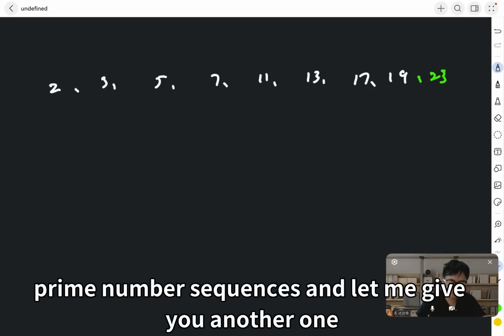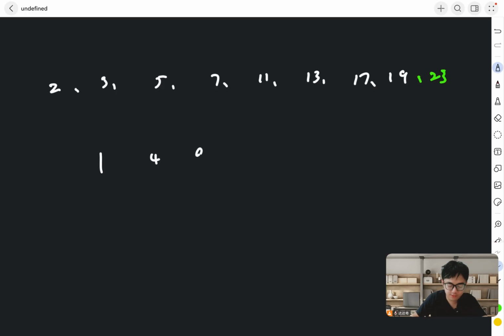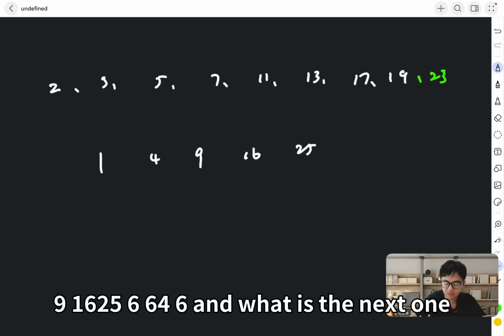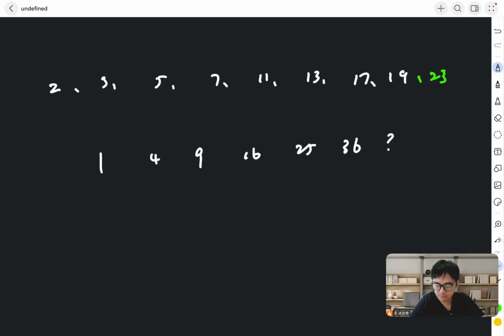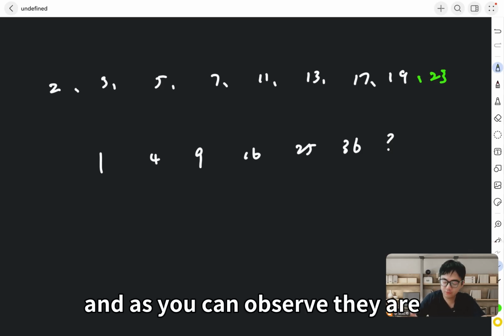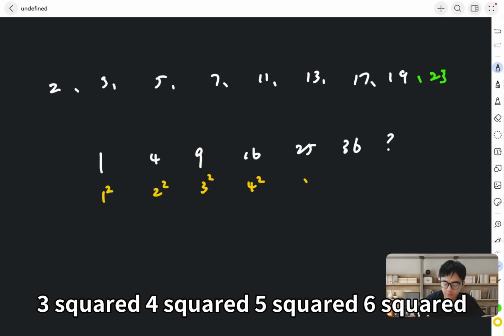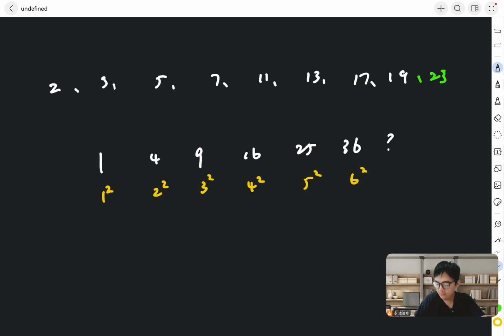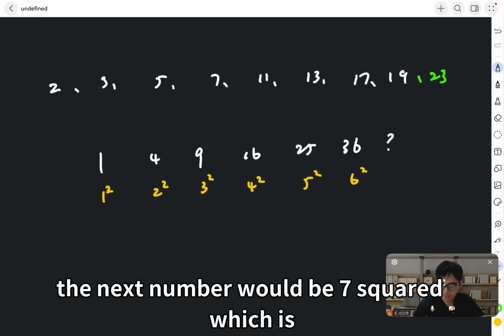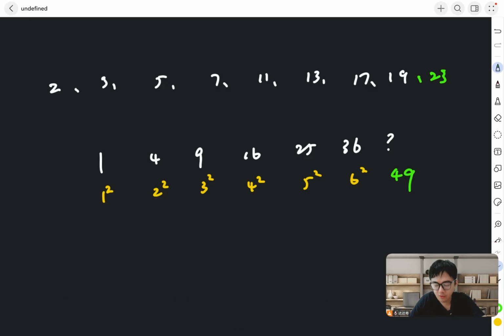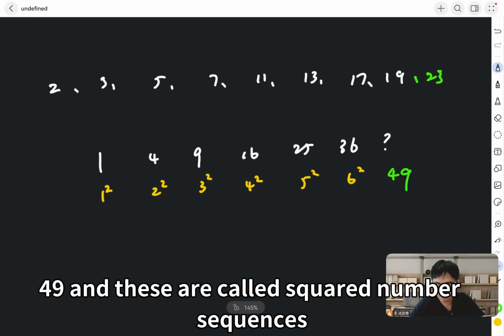And let me give you another one. So 1, 4, 9, 16, 25, 36. And what is the next one? As you can observe, they are 1 squared, 2 squared, 3 squared, 4 squared, 5 squared, 6 squared. So the next number would be 7 squared, which is 49. And these are called square number sequences.